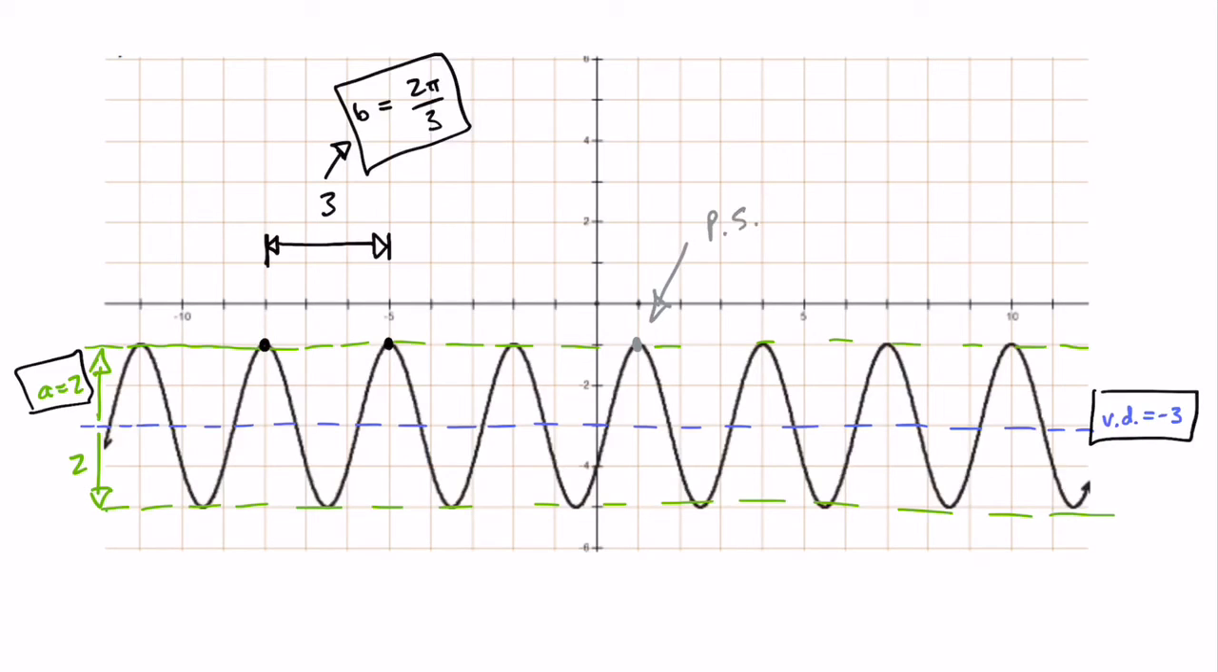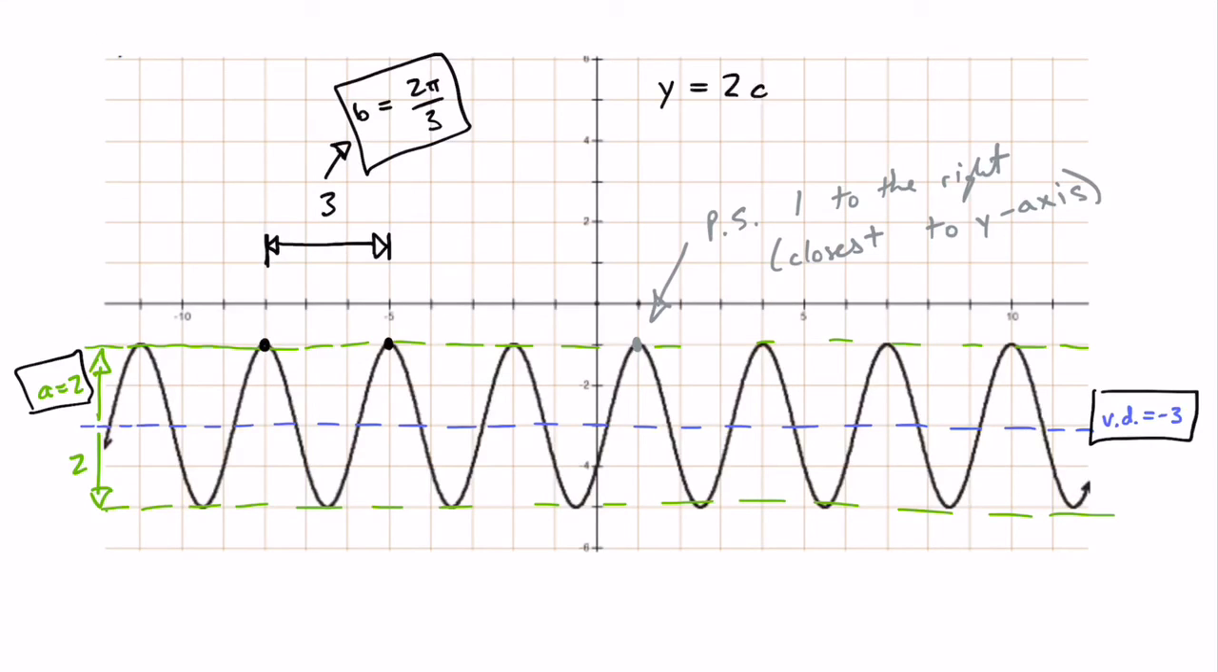So for my phase shift, I'm going to pick the maximum that is closest to the y-axis, which is the one to the right. Okay, so my phase shift is one to the right. It isn't wrong to pick a different phase shift, so you can pick any of those maximums as where this cosine curve starts. I just always pick the one that is closest to the y-axis.